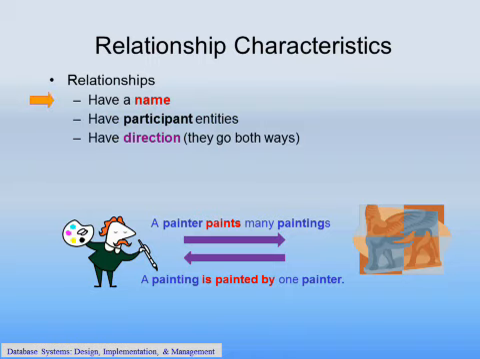Furthermore, relationships have a name, they exist between participant entities, and they go in both directions. In the relationship a painter paints many paintings, there are two participating entities, painter and painting. Note that the relationship is bidirectional. In this case, paints is the name of the relationship from painter to painting, and is painted by is the relationship from painting to painter.